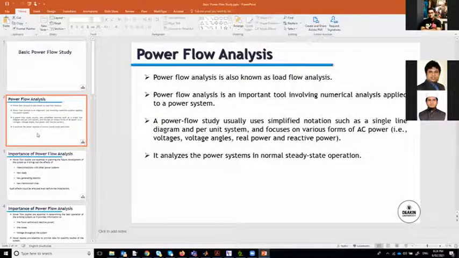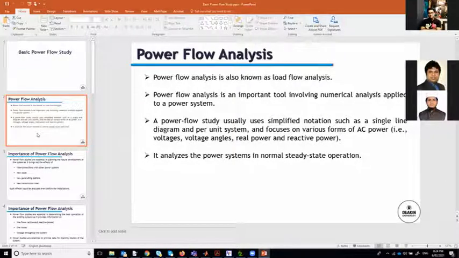You cannot solve it, okay? If there are 2 equations with 4 variables, you cannot solve it by using the linear approach. So that's why we use the numerical method to solve the problem. And in power flow analysis, we use the numerical analysis tool to solve those power system problems, particularly.